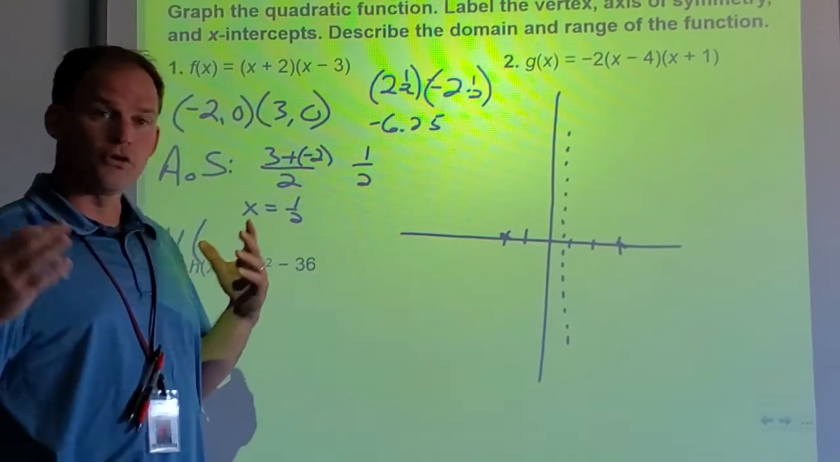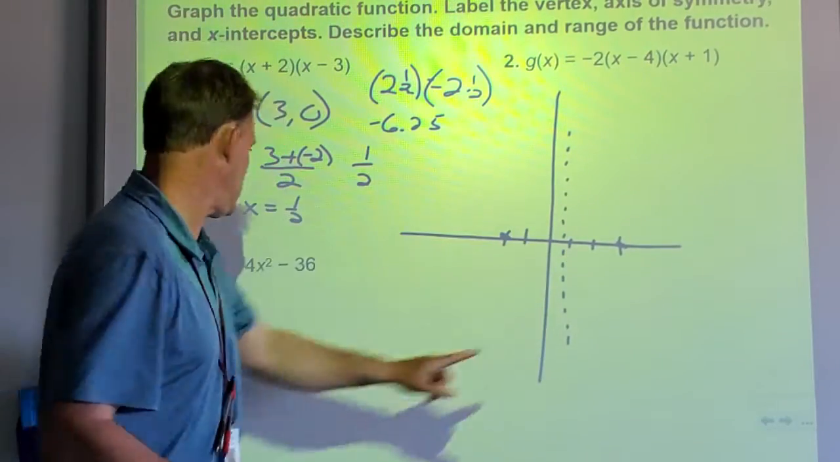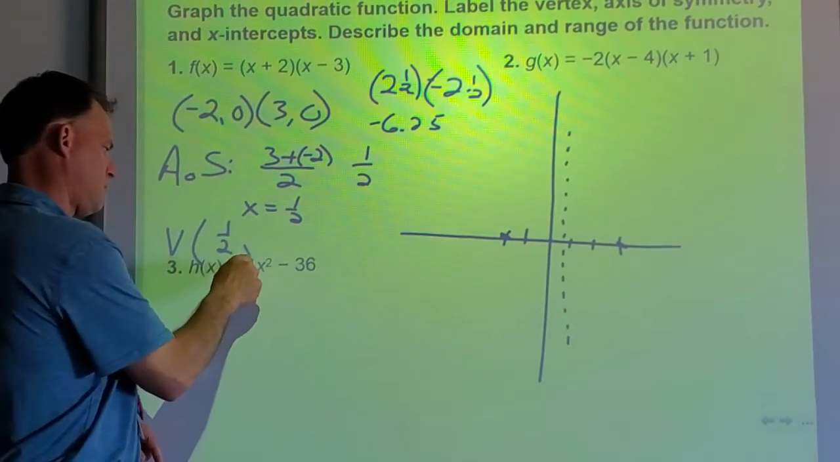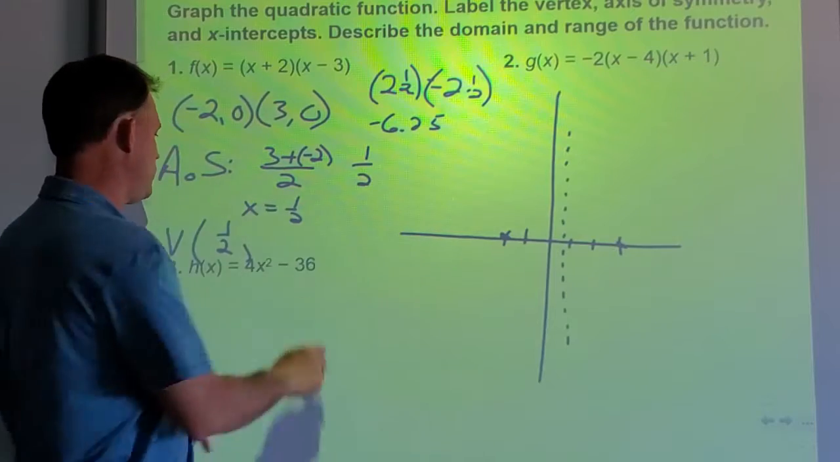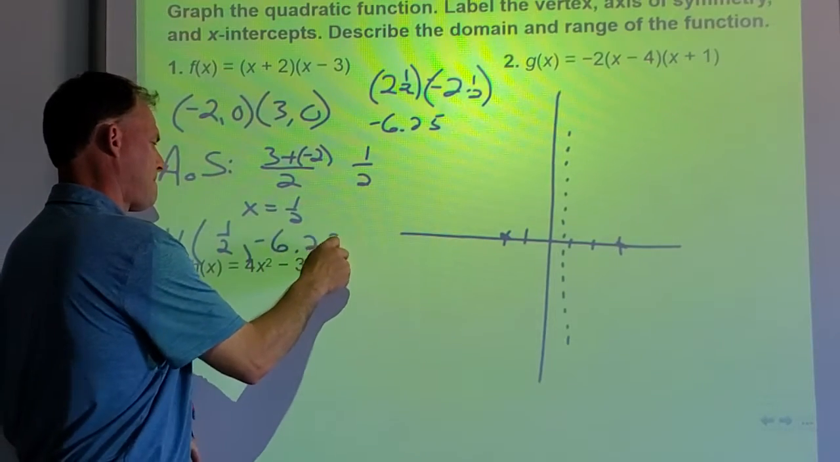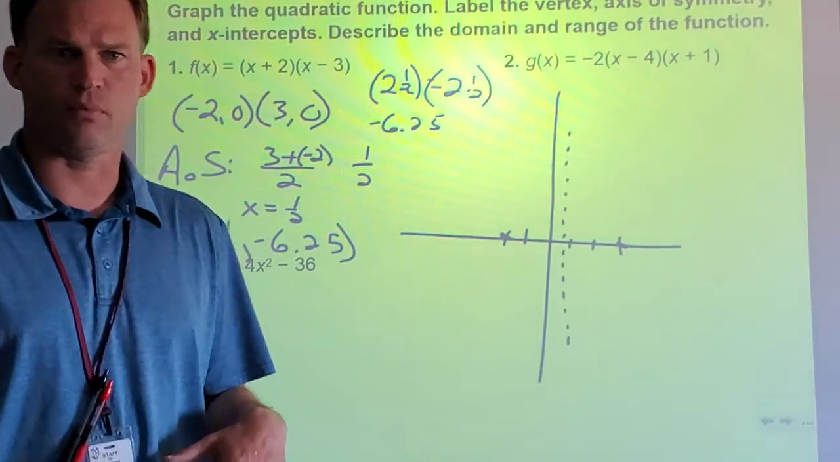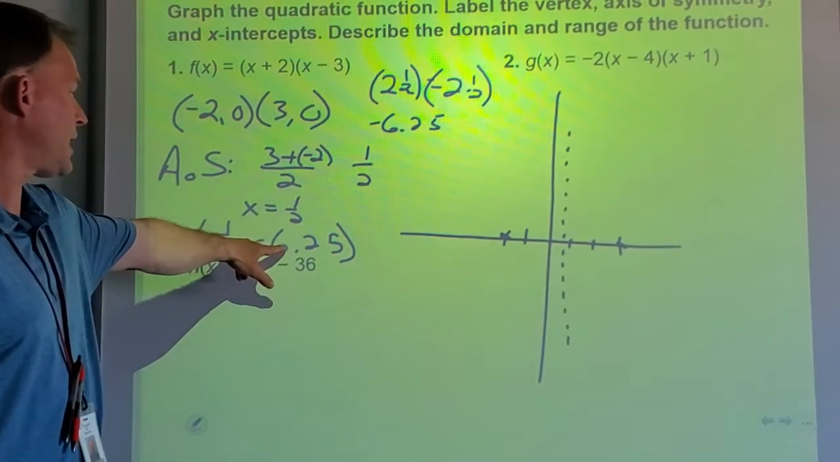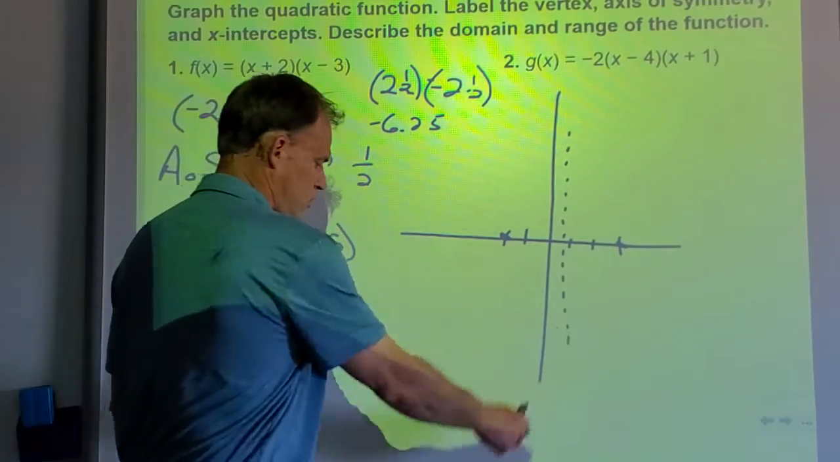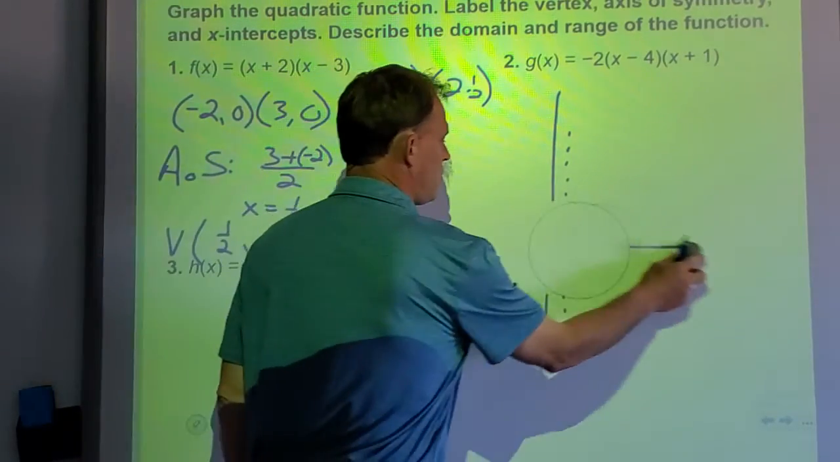So your vertex is what you plugged in, what you get out. Plugged in 1/2, got out -6.25. There's my vertex. So it's down here somewhere. Let me erase this graph now.